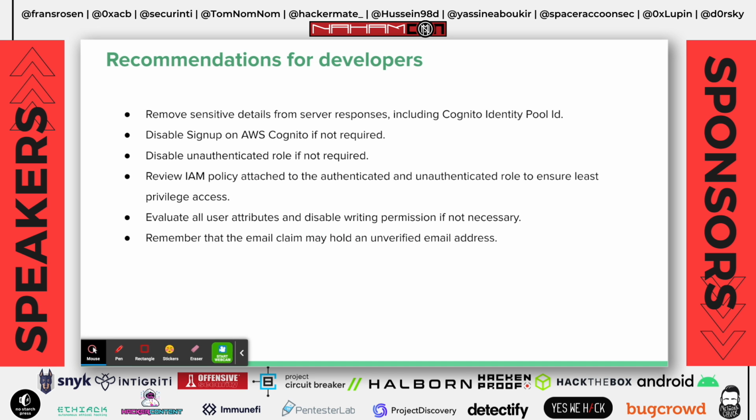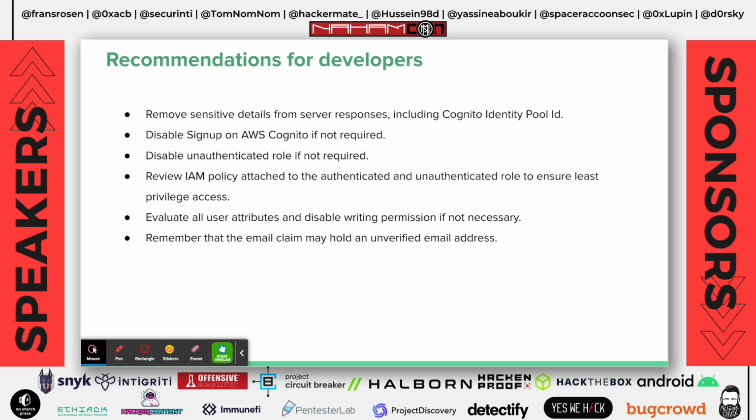So here I have some recommendations for developers. Based on what I've seen so far, these are some recommendations. Always remove sensitive details from server responses. Any unnecessary details, just remove them. If you're not using sign up, if it's not needed, disable it in the console as well. Make sure you disable unauthenticated roles if they're not required. Always review the permissions that are associated with the authenticated and unauthenticated role, and always ensure least privilege access, that is, always grant the user minimum privilege access.